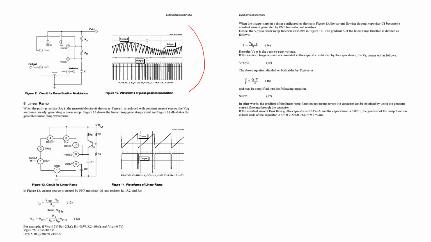It can be used to generate a linear ramp, and equations are also given for how it can be used to charge. While using it as a linear ramp, one external transistor is required. These are the waveforms for the linear ramp.